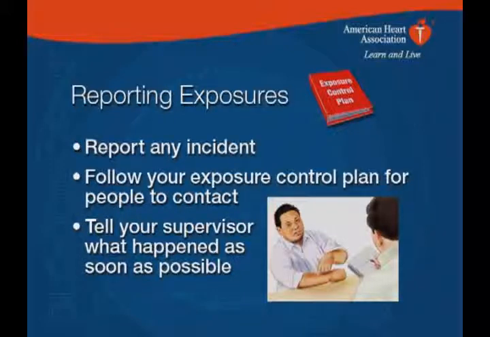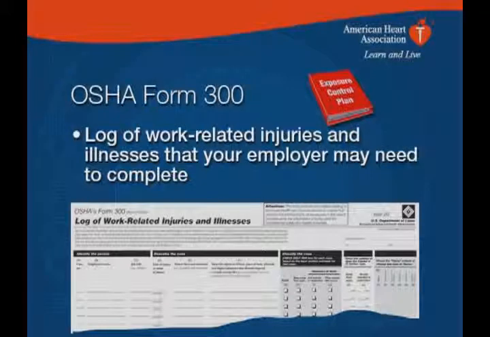Your employer may send you to a healthcare professional for evaluation after an exposure incident. Your employer may need to complete the Occupational Safety and Health Administration Form 300, which is the log of work-related injuries and illnesses for a serious work-related injury. To protect everyone's privacy, your employer must keep employee medical records or injuries confidential. You or your supervisor may need to complete another form. Check your employer's exposure control plan for details.